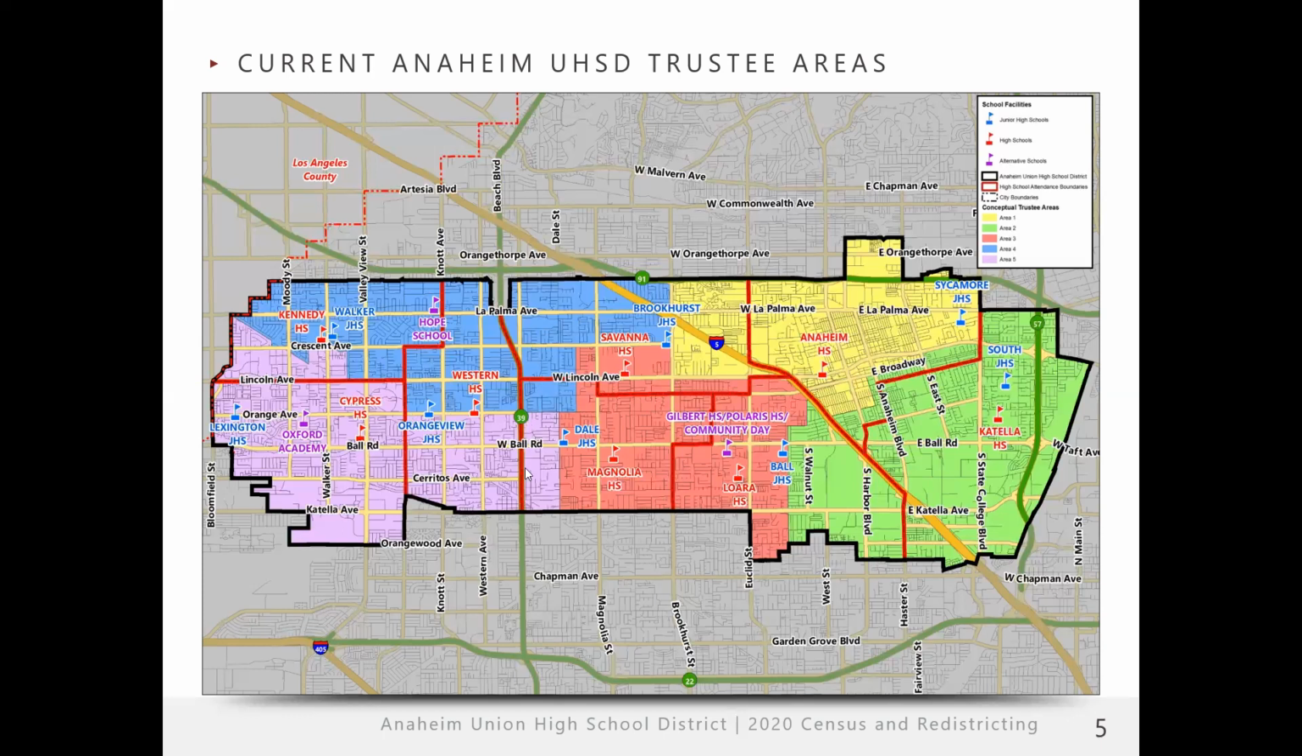We've included the red outline here, which is the high school attendance boundaries for the district's various high schools. Those are also included on the map. We've included that because that was an item of interest when the district originally transitioned to voting by area as opposed to voting at large. So we've included that here for reference.